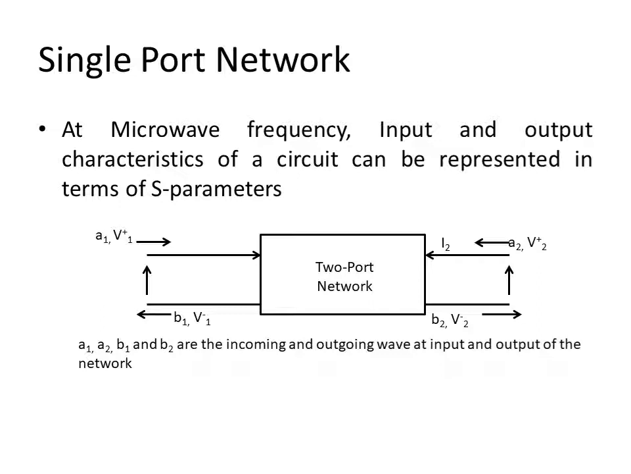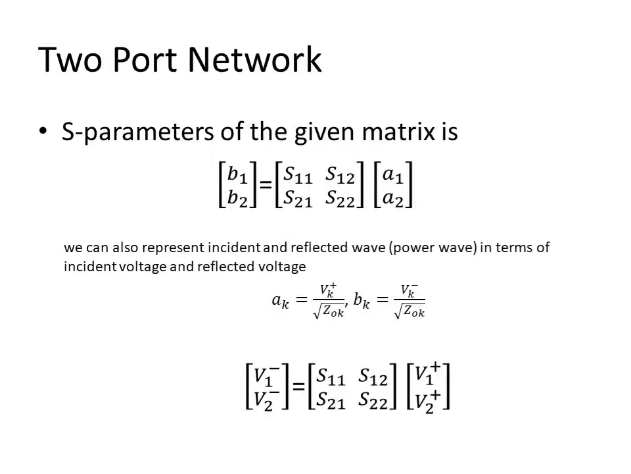So we define voltage in terms of incident voltage, and current in terms of incident current. Similarly, at the output we have defined reflected voltage and reflected current. So in a two-port network, voltages and currents are defined in terms of incident voltage and reflected voltage, and similarly incident current and reflected current. In the next slide we see the S parameter of this two-port network.